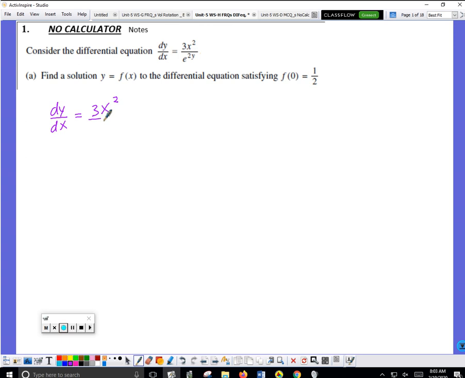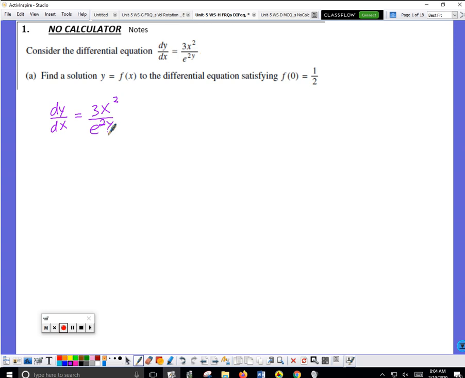You separate the variables by basically multiplying both sides of the equation, or dividing, until all of the x's are on the right and all the y's are on the left. Better said, all the input variables are on the right, all the output variables are on the left. You can look at this symbol here, dy dx, and identify that the output variable is always the variable on top, the input is always the variable on the bottom.